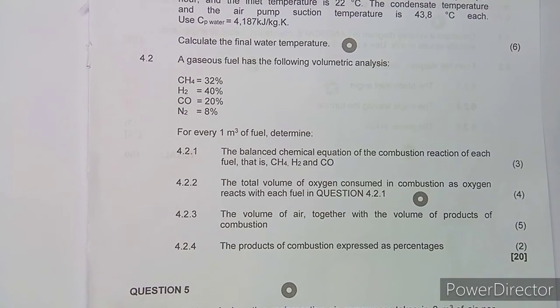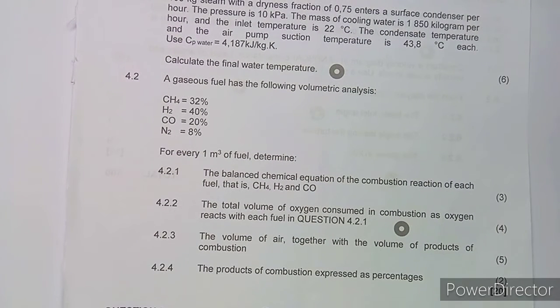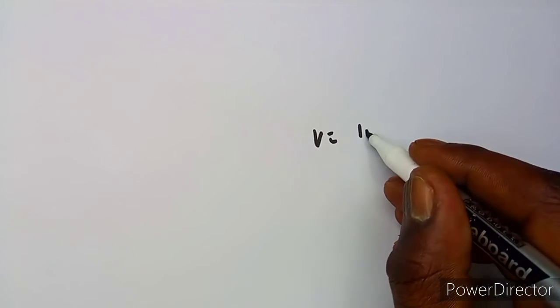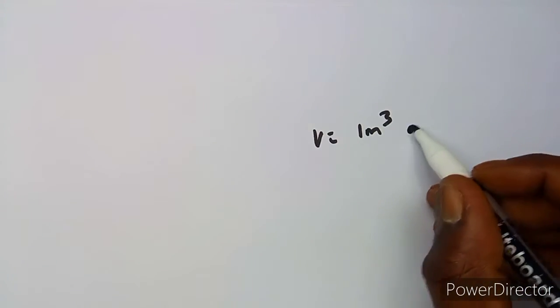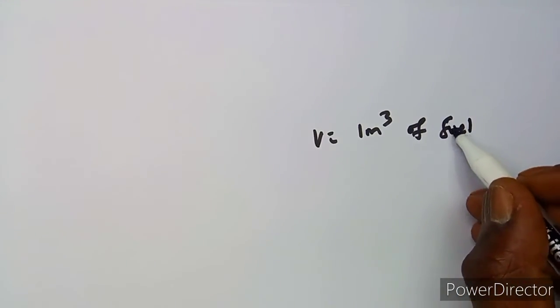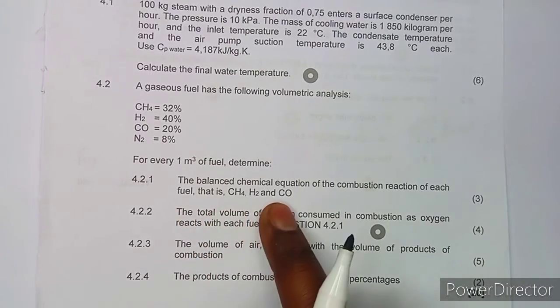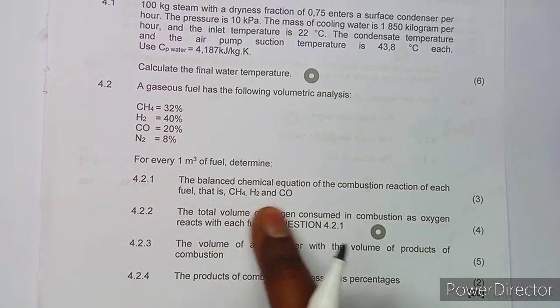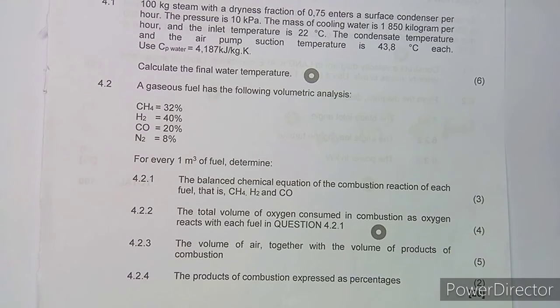On 4.2 we are given a gaseous fuel that has the following volumetric analysis. This volumetric analysis is for 1 cubic meter, which means the volume here is 1 cubic meter of fuel. We are to determine the balanced chemical equation of the combustion reaction of each, that is CH4, H2, and carbon monoxide, that is methane, hydrogen, and carbon monoxide.